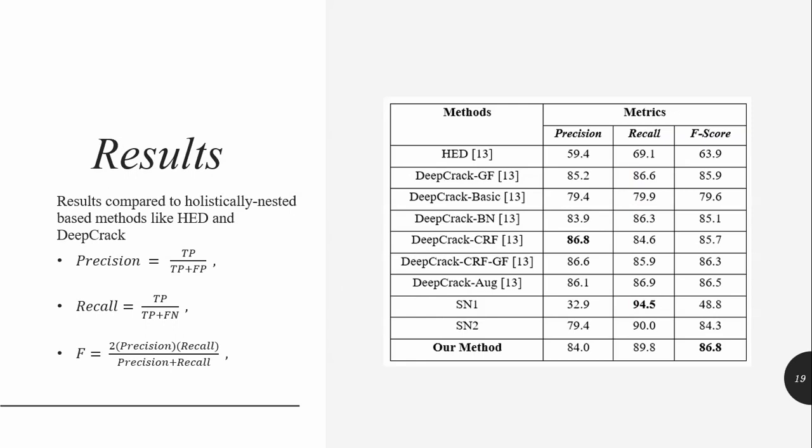We evaluate our results by three metrics: precision, recall, and F score. We compared the results to other holistically-nested-based methods like HED and DeepCrack models. As you can see in this table, DeepCrack CRF has the highest score for precision. Our SN1, which has thick detected cracks, has the best recall score, and finally the highest F score belongs to our proposed model, which includes both SN1 and SN2.